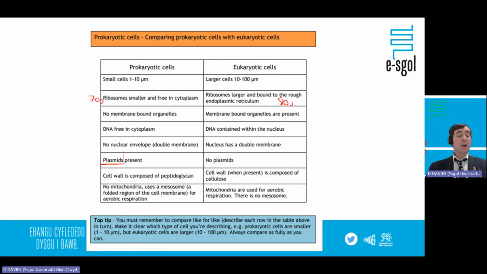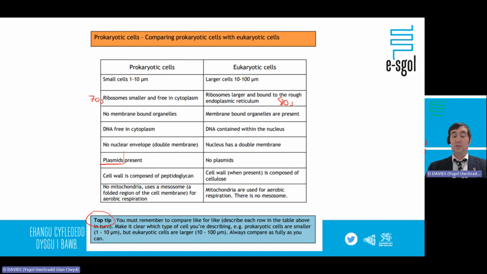Right, one thing students do forget is when you are asked to compare two things, you need to compare what they call like for like. So if they were to say compare prokaryotic cells and eukaryotic cells, you would need to say prokaryotic cells are small, 1 to 10 microns. Eukaryotic cells are larger, 10 to 100 microns.